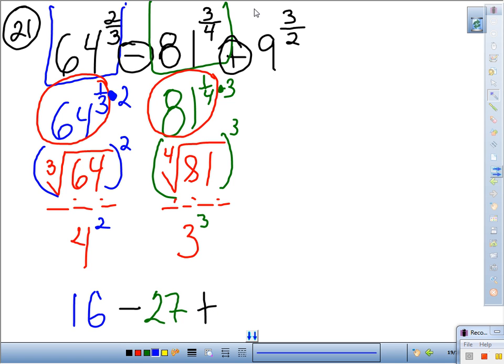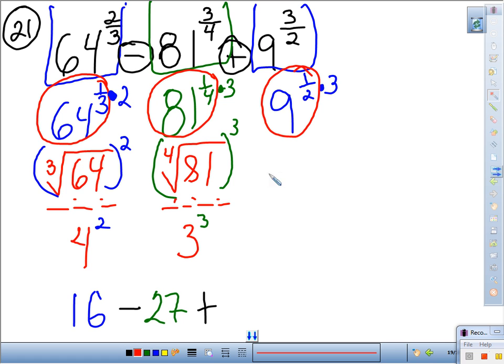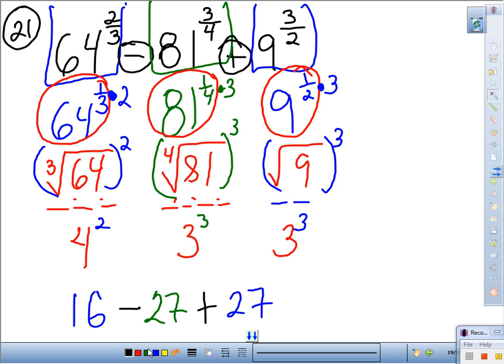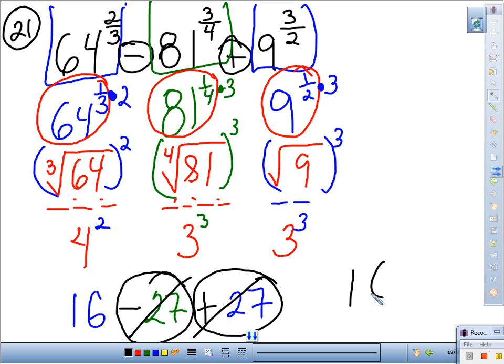Next, I'm going to simplify this one. 9 to the 1/2 times 3. Once again, do we know what this becomes? Yes. Radical 9. We don't need to write the index of 2, right? And the multiplication reminds us to raise it to the power of 2. That is correct. So from there, what number times itself 2 times gives me 9? 3. Bring down the power of 3. So what is 3 to the 3rd? 27. And at the end, we just finish this up. You guys notice that we have 0 pairs? Yes. This one and this one, and we're left with 16.